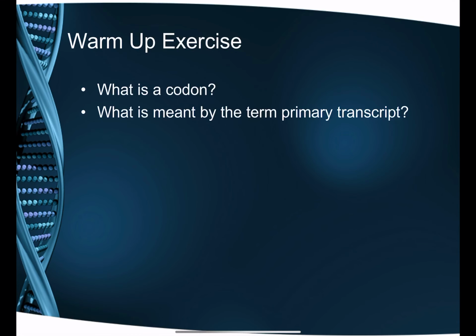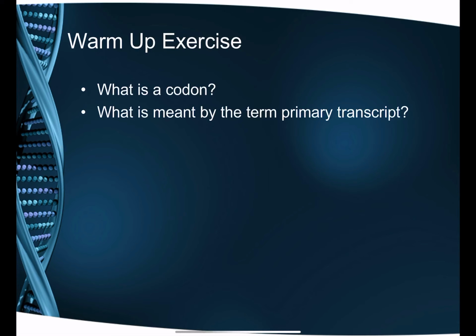Hey guys, let's review just briefly from yesterday. What is a codon? So remember, a codon is 3 nitrogen bases found on the mRNA, and they code for an amino acid. And then the next part, what is meant by the term primary transcript?